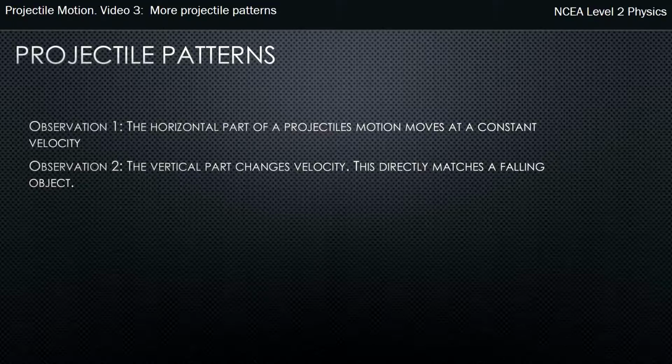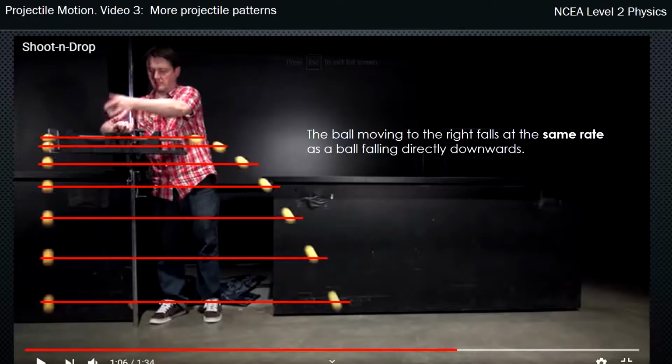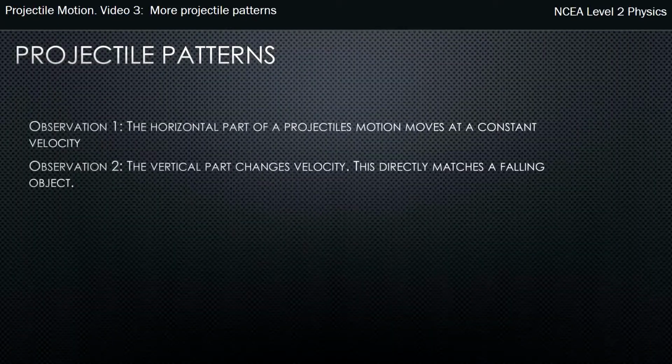When this billiard ball is moving downwards, it's speeding up. You can see that each of those red lines has a bigger and bigger gap between them. And the second thing is, not only does it speed up, but it directly matches a falling object.